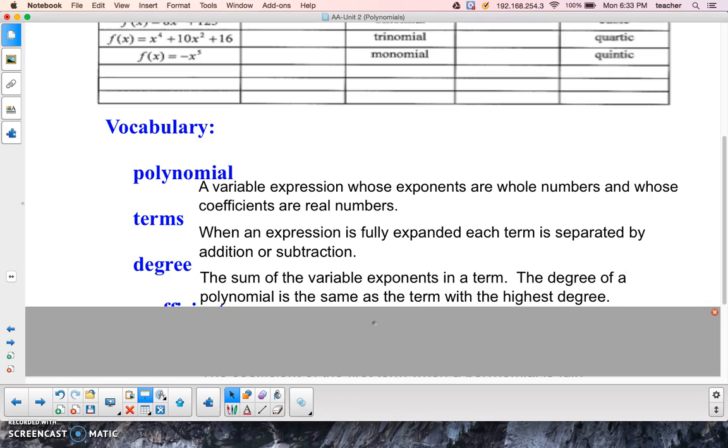The degree of a polynomial is the sum of the variable exponents in a term. The degree of a polynomial is the same as the term with the highest degree. And we're going to look at some examples in a moment.